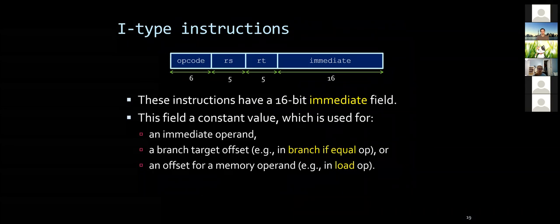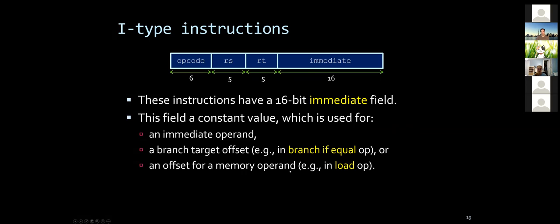Let's move on. So this instruction has a 16-bit immediate field, right? Those I-type instructions. So how do we know that they are I-type instructions? Again, remember the opcode. That's the one that was in white. And they're called I because they had an immediate field with the big constant here. This field is a constant value which can be used for an immediate operand. It can be used for a target of a branch, for example, a branch if equal operation, as an offset, or it can be an offset of a memory operand.